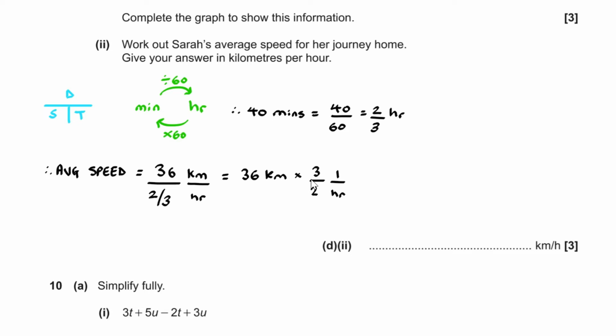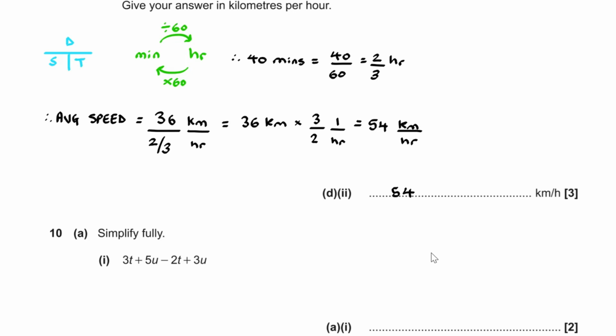So 36 divided by 2, that's 18. Timesing that by 3, we get 54. So we've got 54 kilometers per hour.